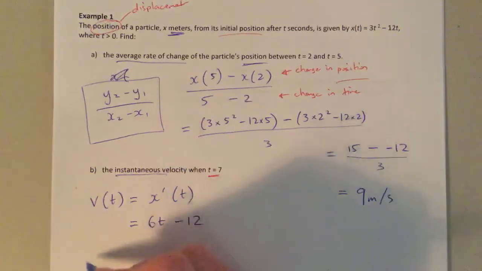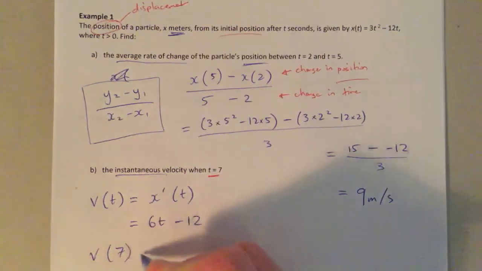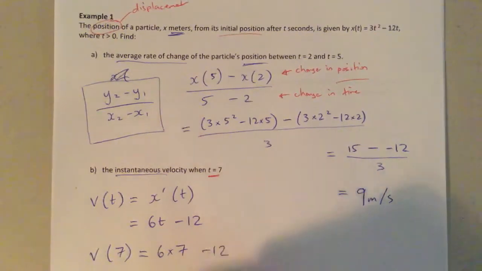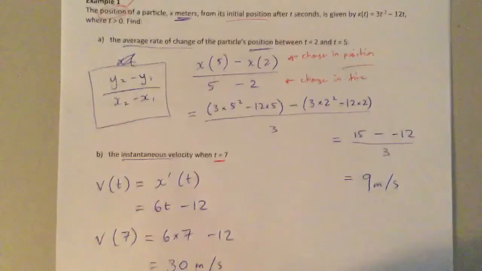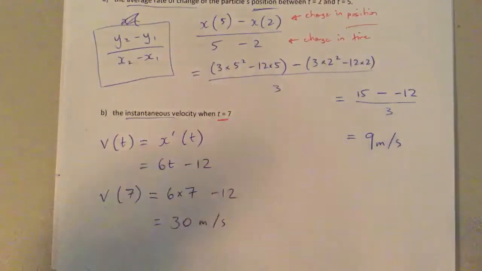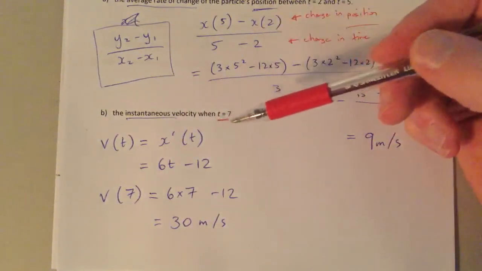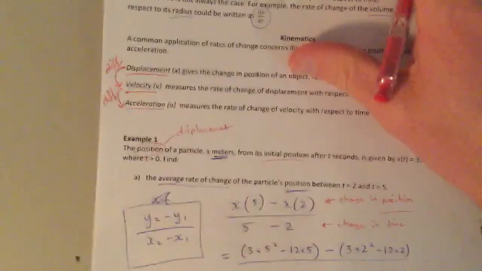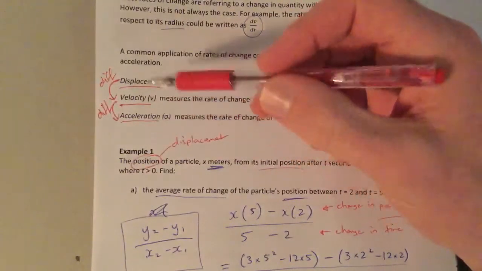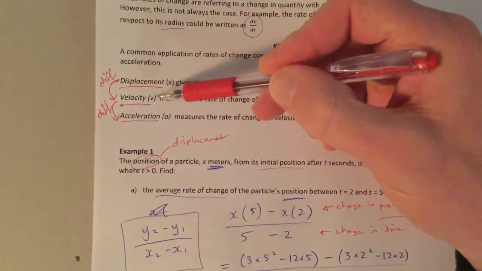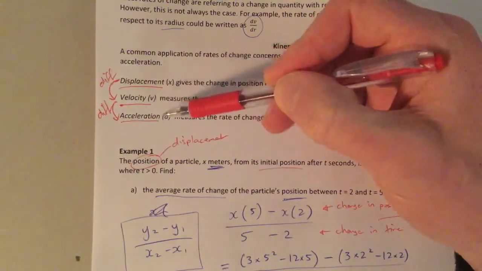So when t equals 7, well, we're actually working out v of 7, which is going to be 6 times 7 minus 12. So 42 take 12 gives you 30 meters per second, right? Because velocity is a measure of distance over time. And so that's our answer. So again, a good little recap of average rate of change versus instantaneous rate of change, but also just a bit of a taste of how these three quantities are kind of related. So remember that if you've got a rule for displacement, you differentiate it and you get a rule for velocity. If you've got a rule for velocity and you differentiate it, you'll get a rule for acceleration.